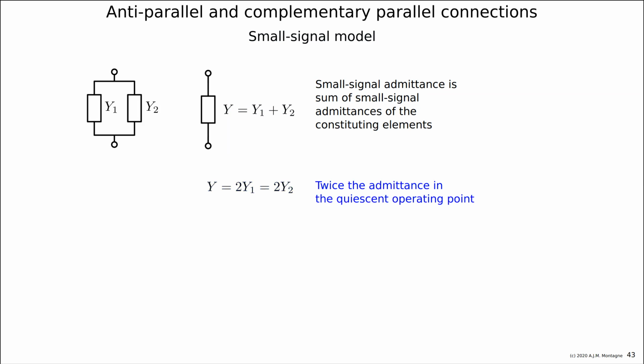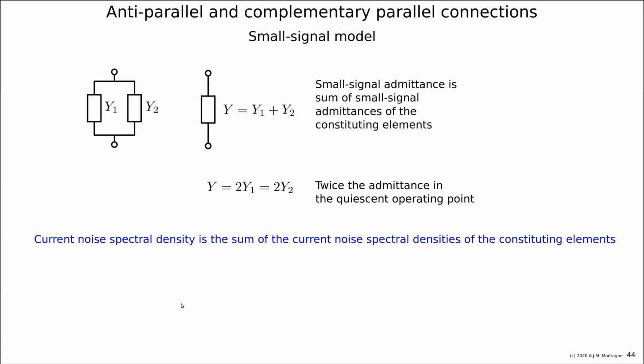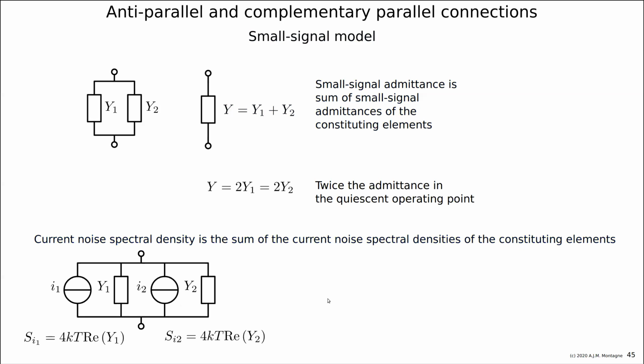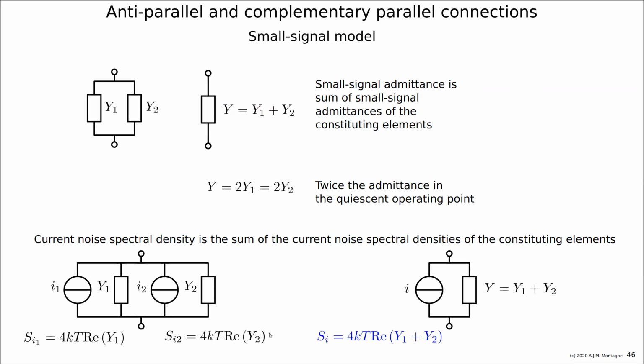The noise is of course also the same, but the dual situation. Now we have to deal with the current noise spectral density, which is the sum of the two current noise spectral densities of the constituting elements. So it's like this. We have two elements in parallel. Each has their associated noise current with their associated spectrum, and the total spectrum is the sum of the individual spectra. And of course, if Y1 and Y2 are equal, then we have just 8 kT times Y, and Y is then Y1 or Y2.